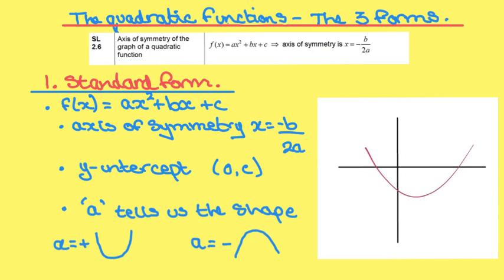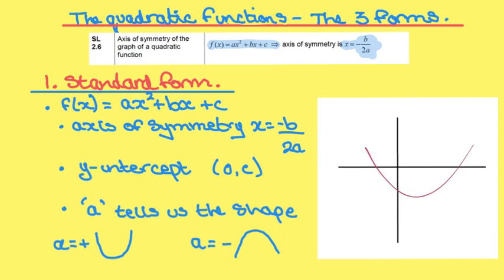In this video, we're going to look at the quadratic function and the three forms that you need to be aware of. First, let's look at the formula booklet. You're given the axis of symmetry for a quadratic function. You're told that if f of x equals ax squared plus bx plus c, then the axis of symmetry is x equals minus b over 2a.